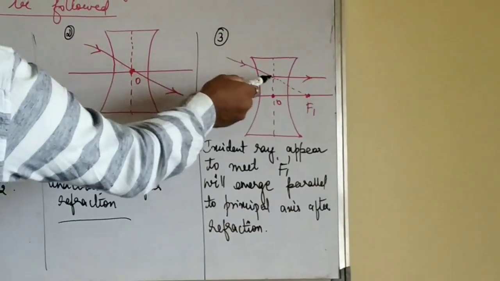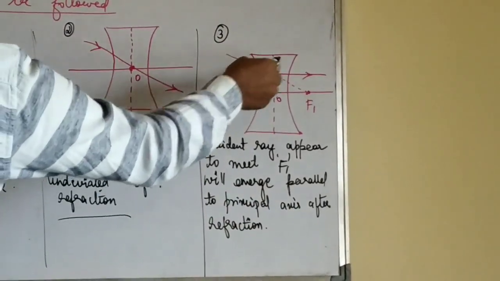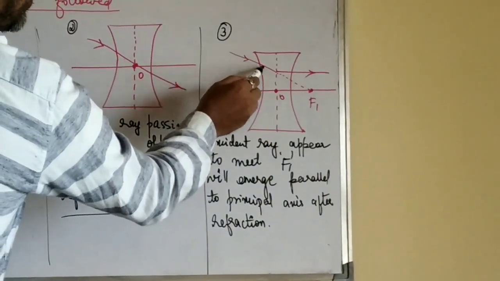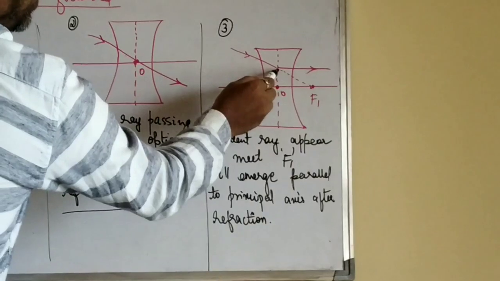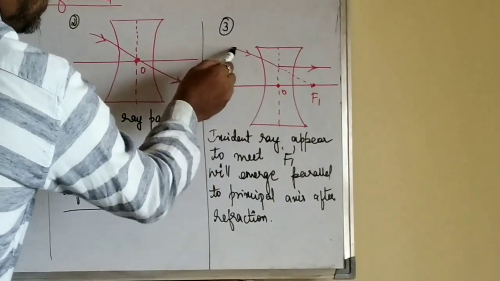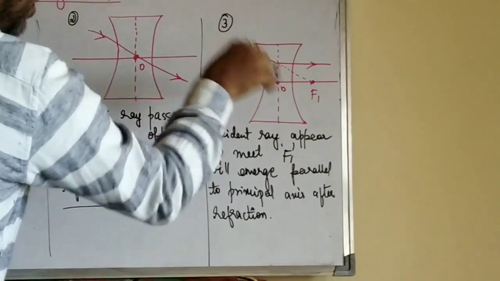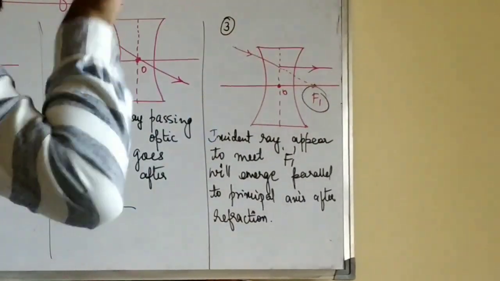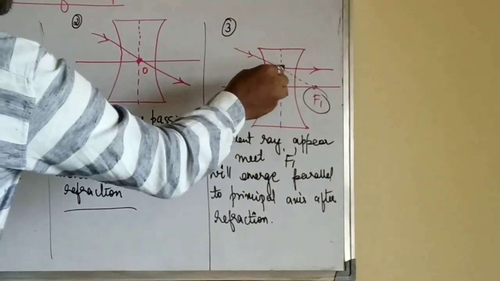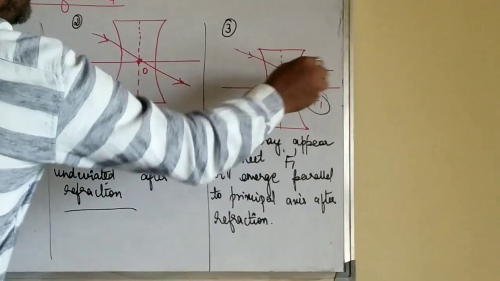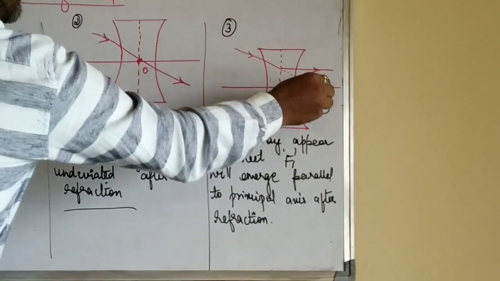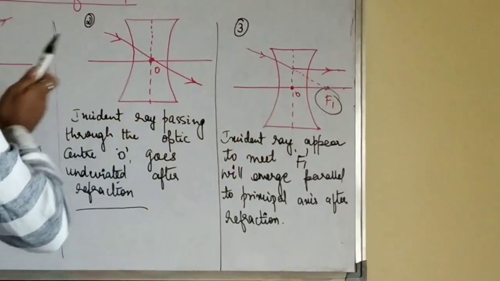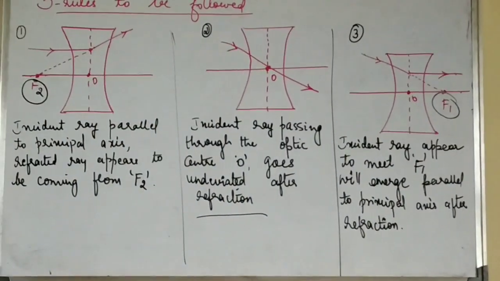Now this incident ray appears to be meeting at F1. You can see here this incident ray is going here and suddenly the dotted line starts, which means this incident ray was appearing to be going towards F1, but actually it is refracted, and that refracted ray is parallel to the principal axis, which means rule 3 is exactly opposite to that of rule 1.